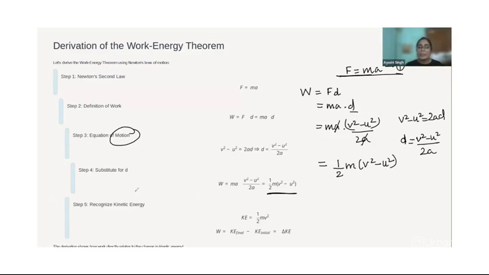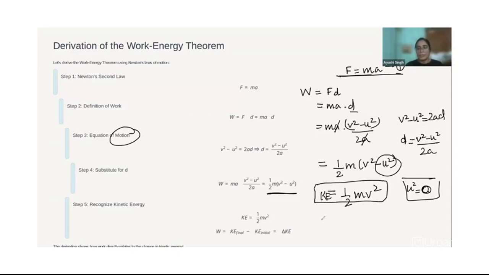Since u is going to be 0, because when we are starting, an object in a certain position which is not moving has zero initial velocity, we can write it as half m v square, and that is kinetic energy. So now work done is equal to kinetic energy final minus kinetic energy initial.